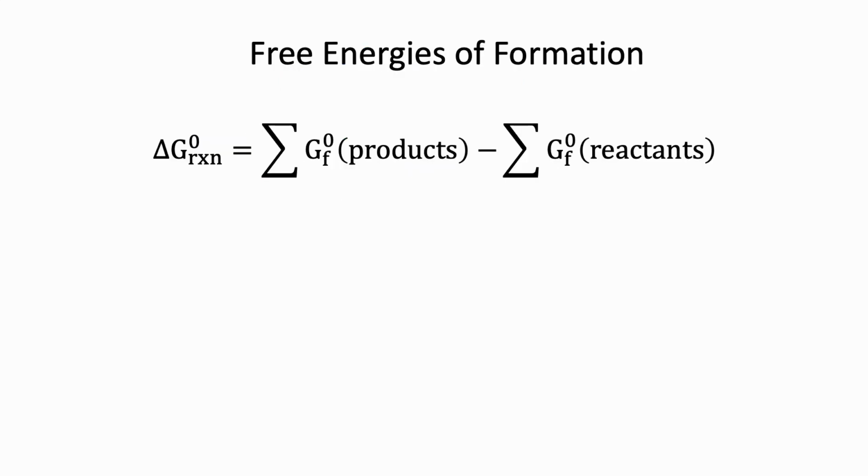Okay, the second way I said was to use the free energies of formation, which are found in the thermodynamic tables. These work very similarly to enthalpies of formation, and you calculate them exactly the same way, where the delta G of reaction is going to be the delta G of the products minus the delta G of the reactants.